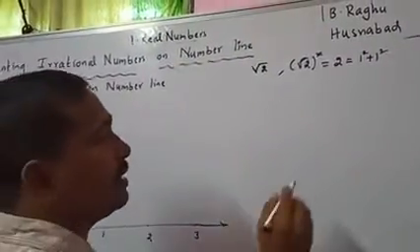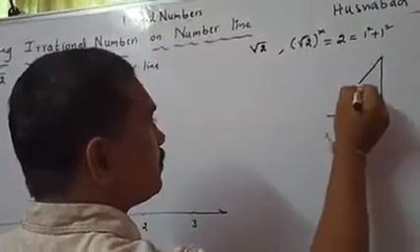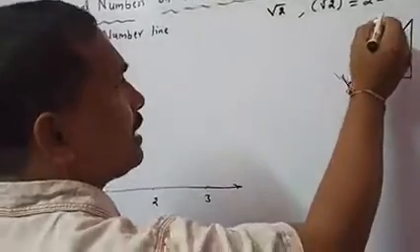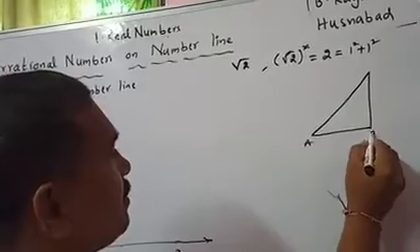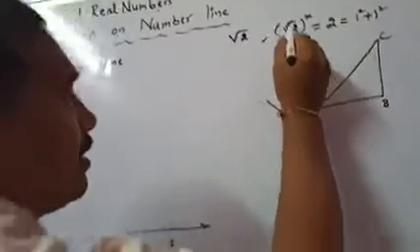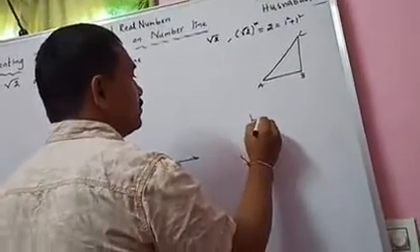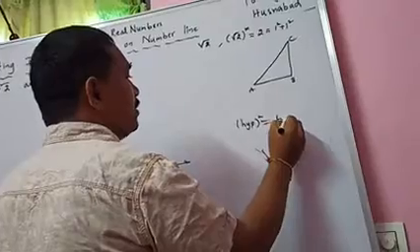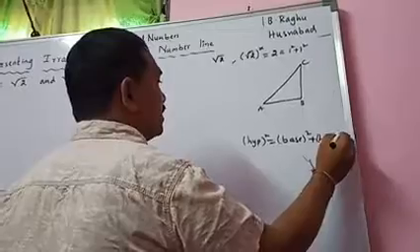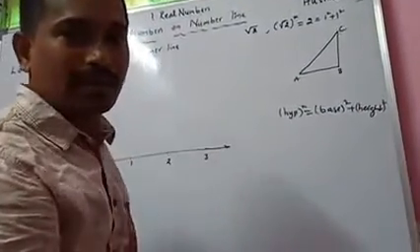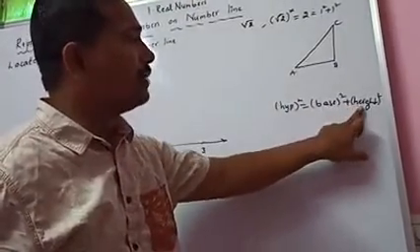Now take a right angle triangle. Do you know the Pythagoras property in the right angle triangle? Hypotenuse square equals base square plus height square. This is the Pythagoras property for a right angle triangle.